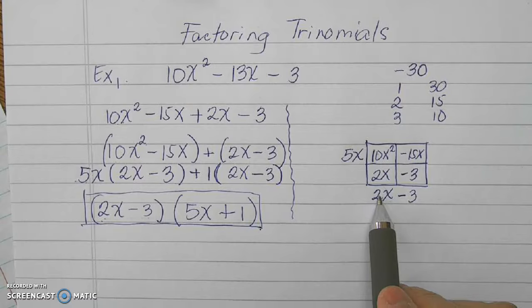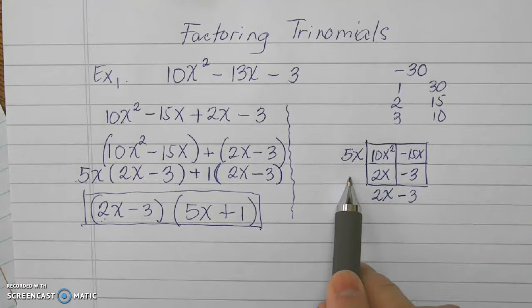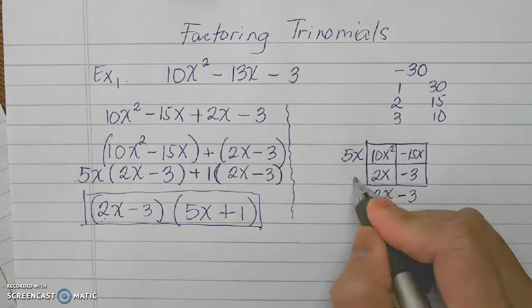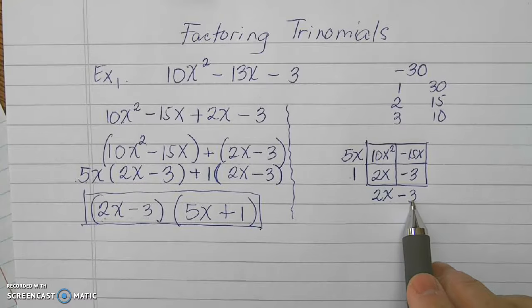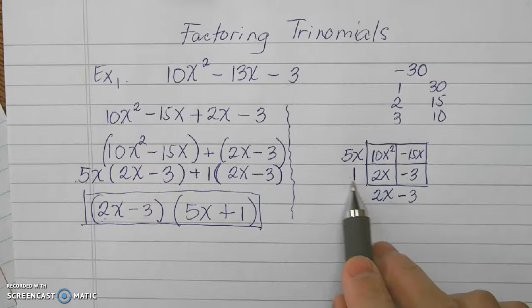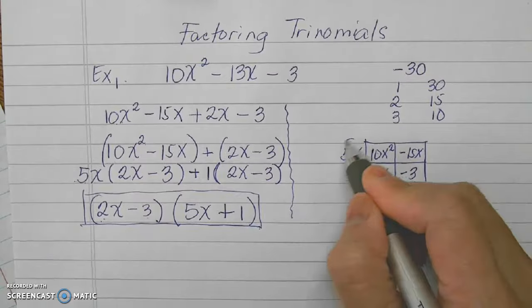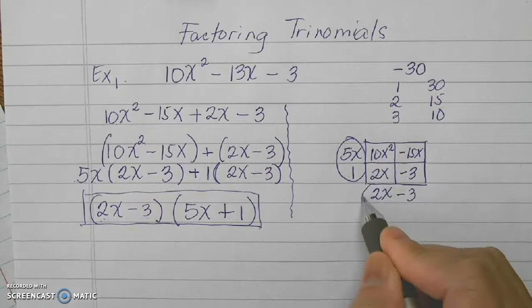I already have the other factor. What will I multiply by that to make 2x? I'm thinking positive 1. What will I multiply by negative 3 to make negative 3? Positive 1. So these are your factors.